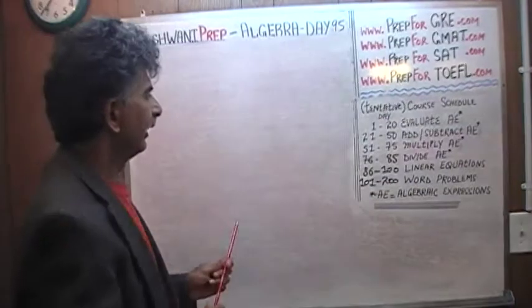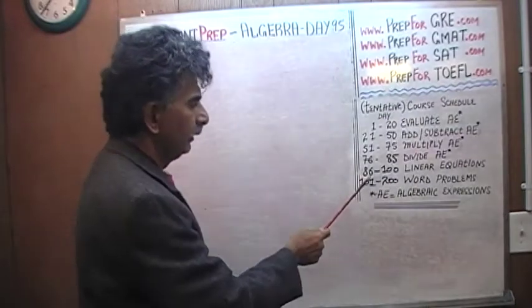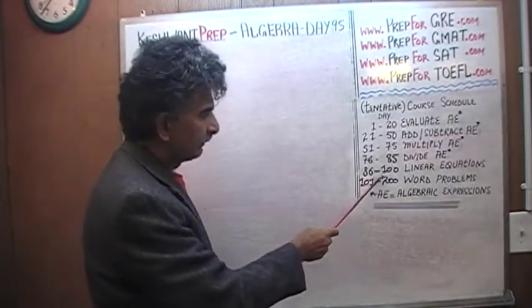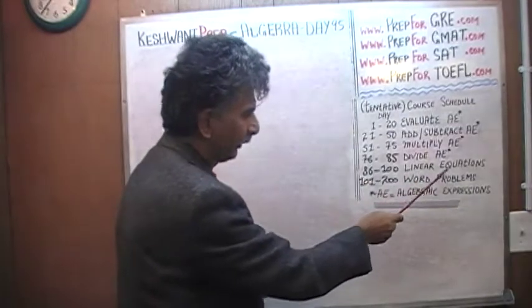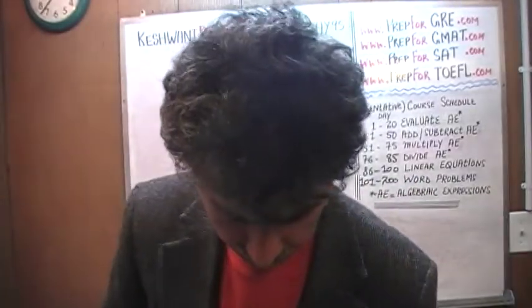Today is our lesson number 95. Lesson number 95, we are at this stage in the game. We're in the process of learning how to solve linear equations. Let's see what we have for today.